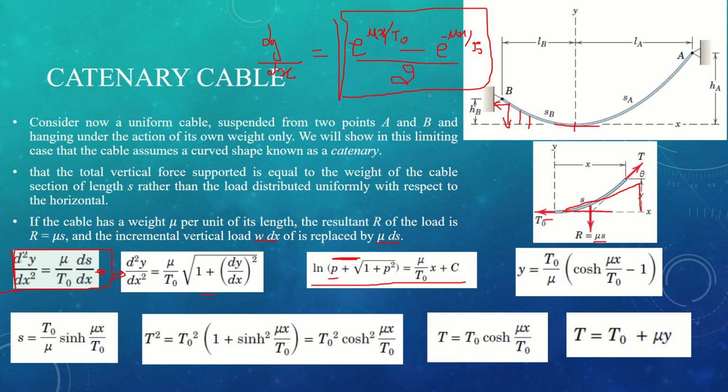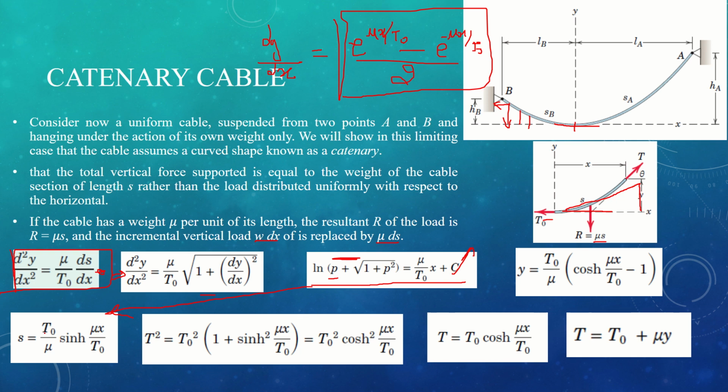Once you have this relation, your life is going to be easy, since this relation can be exactly evolved. You just replace p by dy by dx and take the exponent value, and this becomes your sine hyperbolic function of mu x by t naught, and c is 0, as we have discussed earlier. So you get the relation from the exponent form, and this will be dy by dx. If you simplify this equation, what you get is this equation.